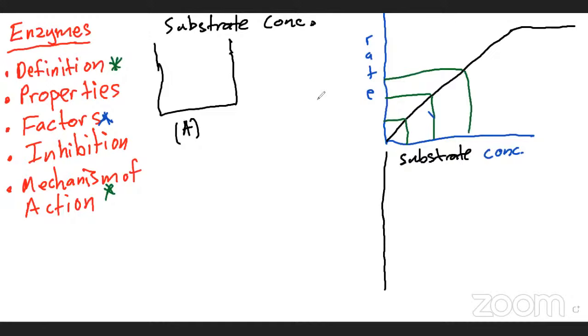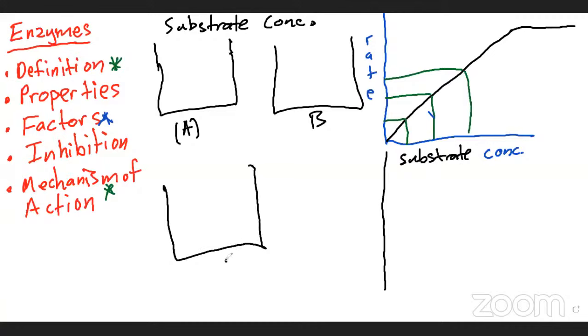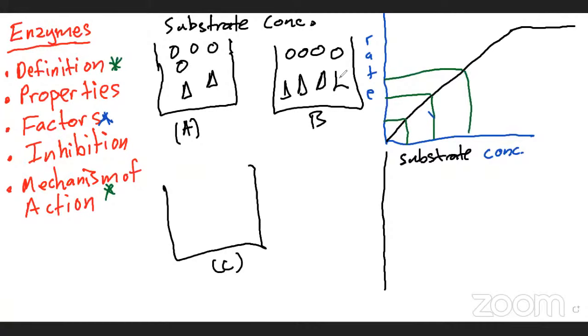All right, so this is container A, this is container B, and I'm going to do three containers. Let us just say these circles are the substrate, and I'm just going to put some triangles for the enzyme. So remember, the substrate concentration must stay constant. Then we increase the enzyme concentration from one container to the next. Remember, this is the enzyme, these are the substrate.